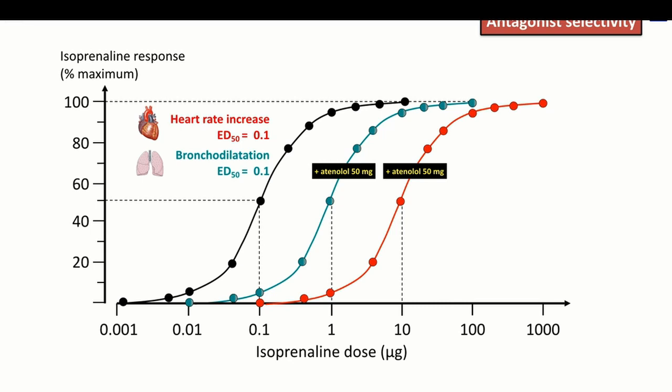However, comparison of these curves constructed after a single dose of atenolol indicates that 10 times as much isoprenaline is required to overcome the effect of atenolol in the heart than in the lung. Therefore, the selectivity of atenolol for beta-1 adrenoceptors over beta-2 adrenoceptors is 10. For that reason, atenolol is often called a beta-1 selective or cardioselective beta blocker.